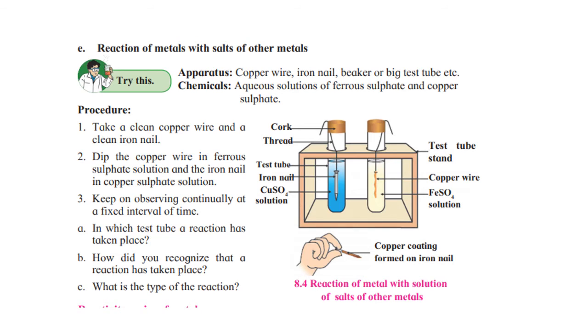You take a clean copper wire and a clean iron nail, then put the copper wire in a ferrous sulfate solution and the iron nail in the copper sulfate solution. Keep on observing continuously, taking care that it is covered completely, and see how quickly the iron nail reacts with copper sulfate solution or the copper wire reacts with iron sulfate solution.